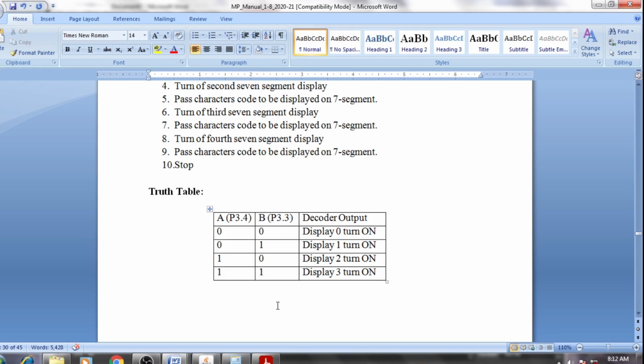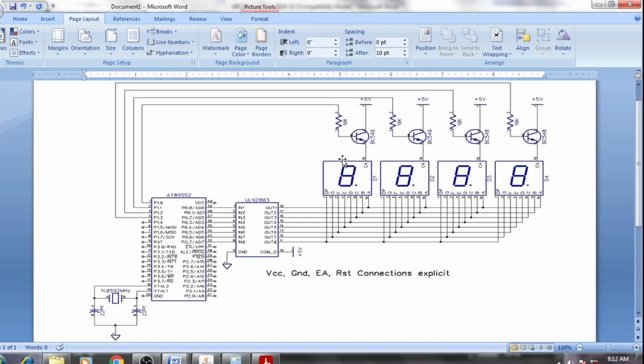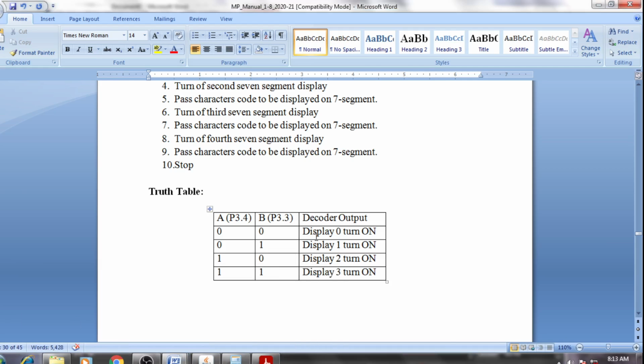When P3.4 and P3.3 are both 0, at that time the first 7 segment, meaning whatever the first segment is, in the diagram again I am showing you. In this diagram we consider segment 1 will be this one, segment 2 will be this one. D1, D2, D3, D4 are written, so D1 means display 1, display 2, display 3 and display 4. In the same fashion I have written the decoder output, so from the point of view of turning on display 0, which bits will be necessary?